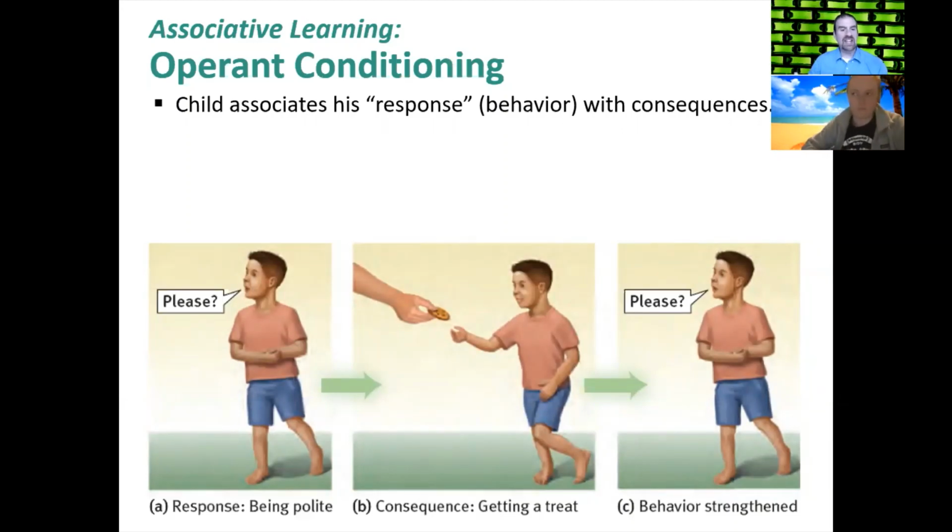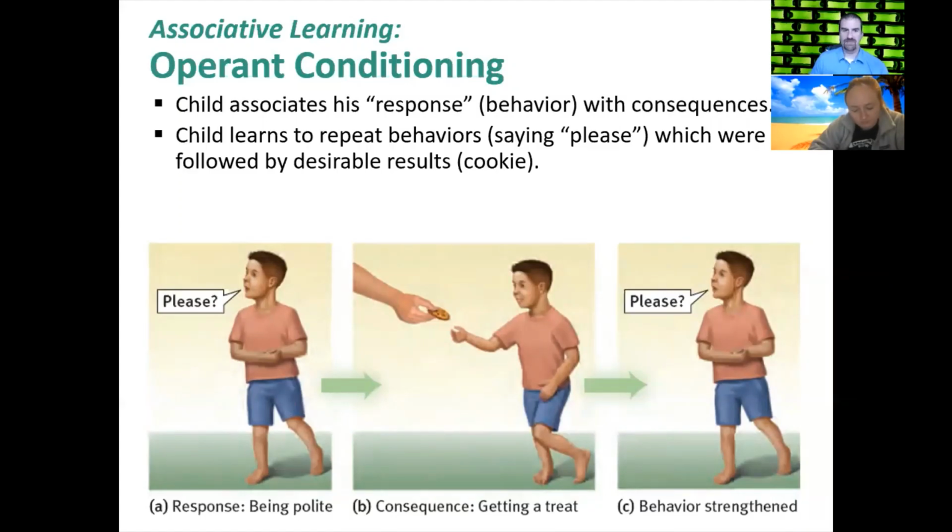So in this case, we can think about it for this child. A child associates his response, his behavior, with some type of consequence. Okay? For children, a lot of times this is the basic step they go through for learning, that associative learning, a very simple process. The child learns to repeat behaviors, such as saying please, which are followed by desirable results. Okay, so if a child says please, and they get a cookie, they know to say please again.